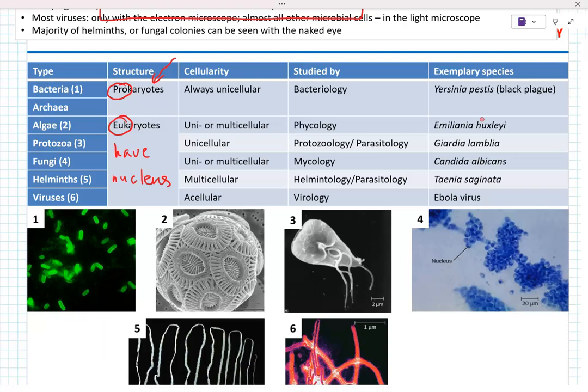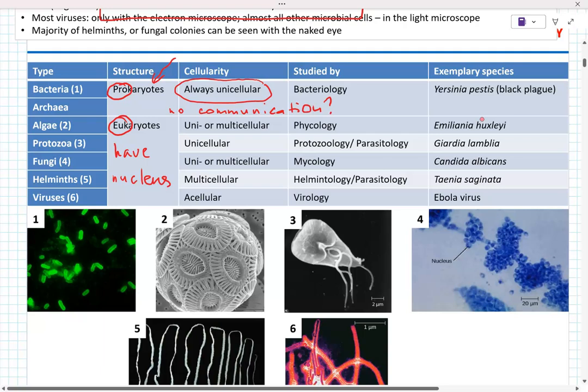Now, prokaryotes, without an exception, are unicellular. There are no multicellular prokaryotic organisms. Why? Well, it's a good question. Most likely because prokaryotes cannot establish sufficient communication between the cells. Now, the branch of microbiology that studies bacteria and archaea, those prokaryotes, is called bacteriology.